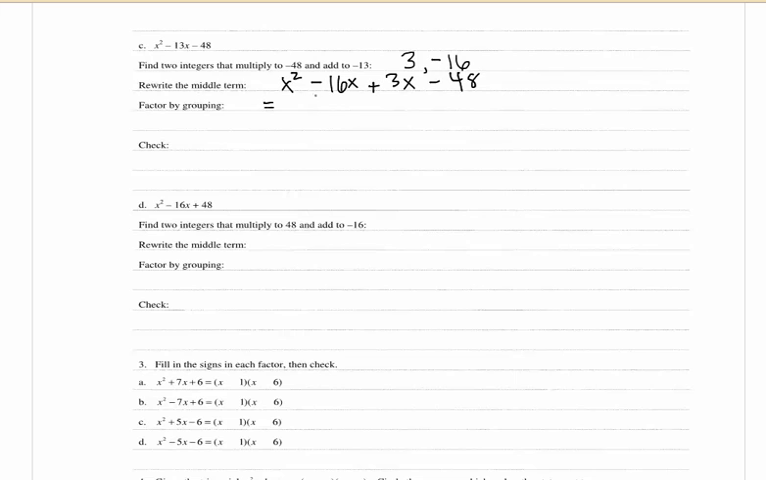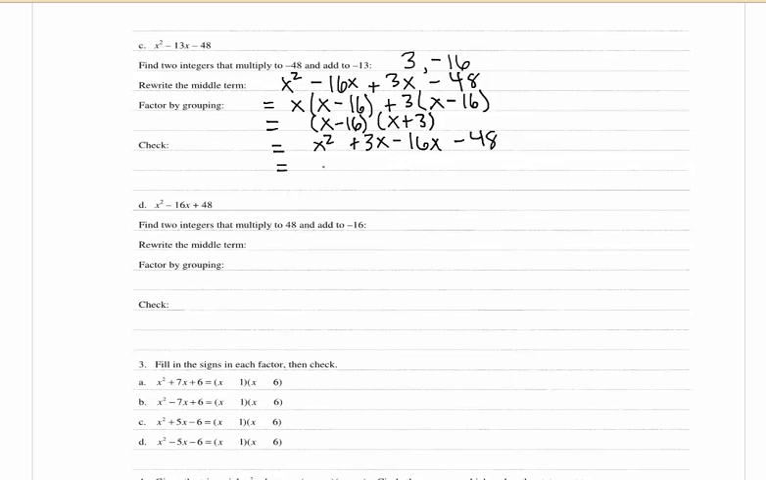And when we factor by grouping, the first two terms we can factor out an x, and we have x minus 16. In the second two terms, I'm going to factor out a 3, and I'm left with x minus 16. And when we factor out an x minus 16, we have x minus 16 times x plus 3. And now we're going to multiply it back out. So I have x squared plus 3x minus 16x minus 48. And now we're going to combine our middle two terms, and we have x squared minus 13x minus 48.